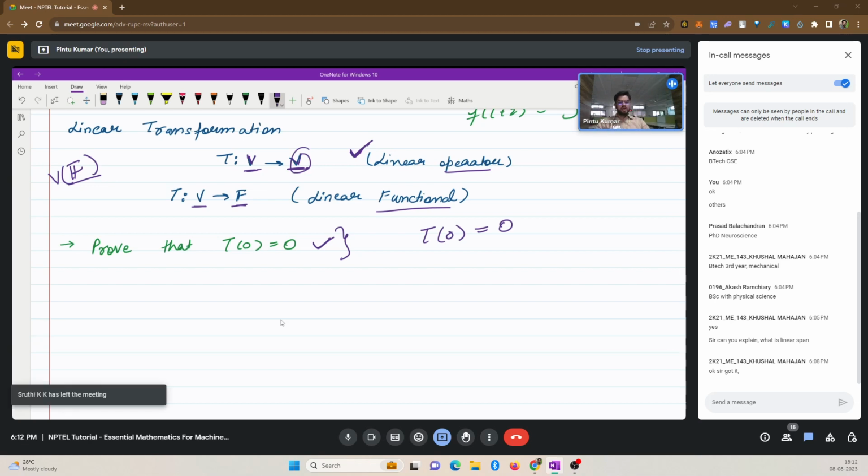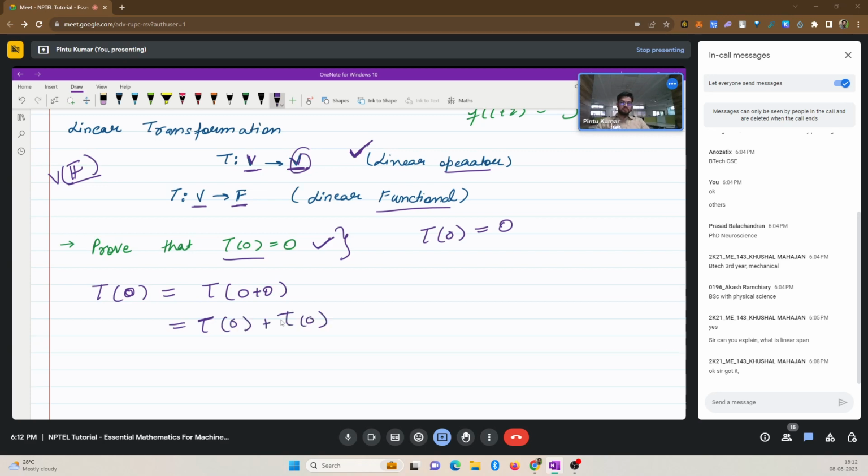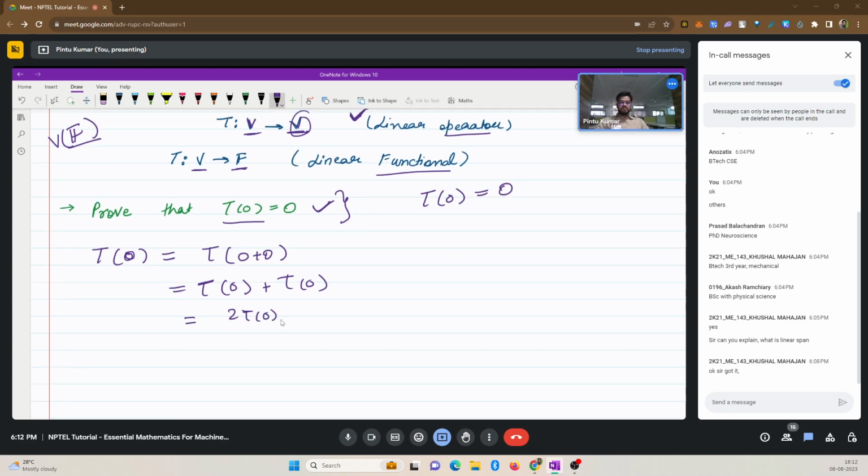So how can we try to prove that 0 is getting mapped to 0? Let's see what is T of 0. T of 0 can be written as T of 0 plus 0, right? Now by the property of linear transformation, we can split this, so this becomes 2 times T of 0. Now if you take one T of 0 to the other side, what do you obtain? T of 0 is equal to 0. This is quite a simple proof, but this property of linear transformation is very useful.